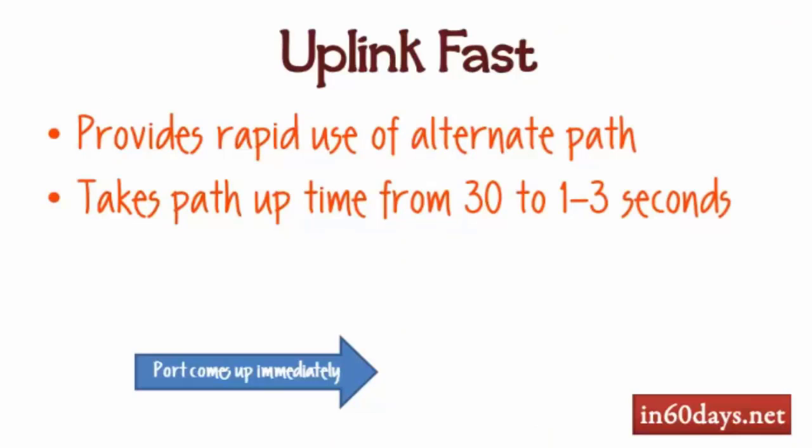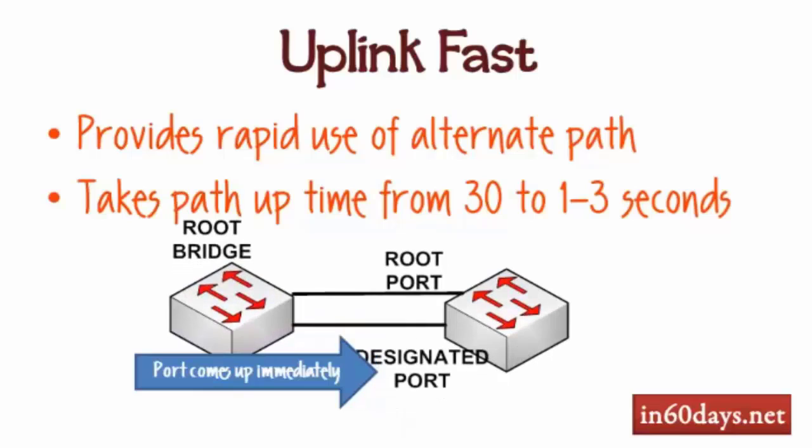UplinkFast. So this provides a very quick way for the network, or the switch network, to use an alternate path. So normally it can take 30 plus seconds for this alternate path to be determined and then brought up, and it changes it from 30 plus seconds to 1 to 3 seconds. So we've got 2 connections going between our two switches, the root port and the designated port. UplinkFast will let that designated port come up almost immediately in the event of a failure of the main connection.